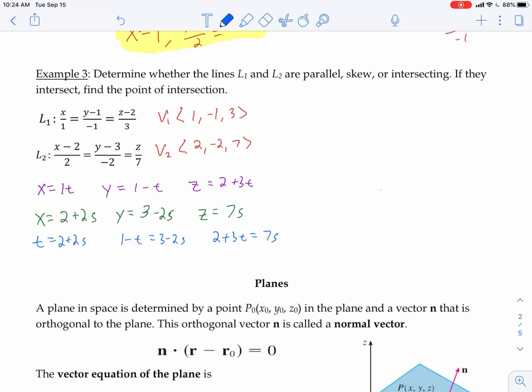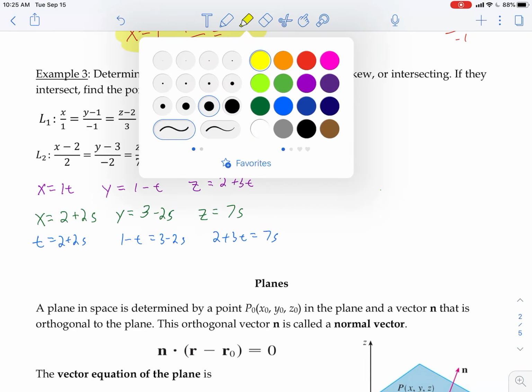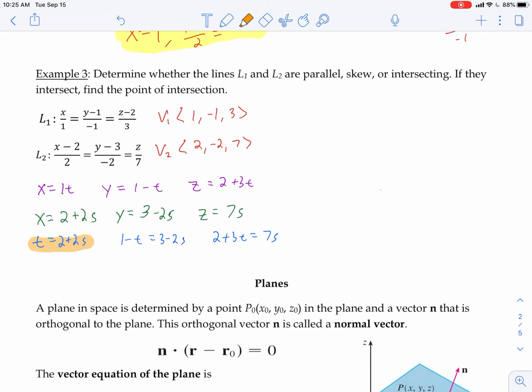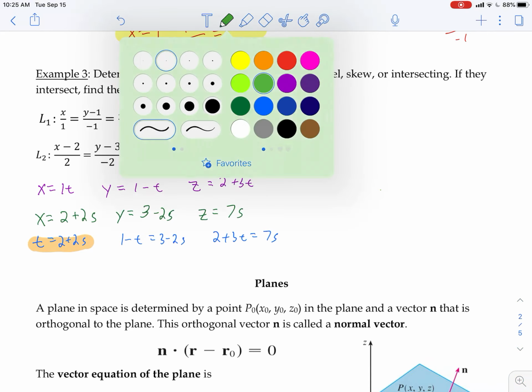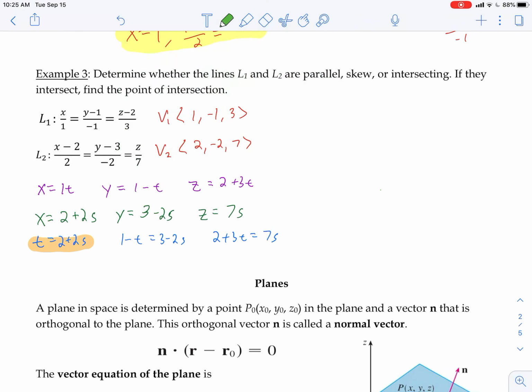And so, because I have three different lines, they could just be skewed where there's not an intersecting point for all three of these. And so what I'm going to do is I can solve this by elimination, graphing, or substitution. I'm going to go ahead and use substitution. And the reason why I'm using substitution is because I already have a value that's solved. And so what I'm going to do is set t equals 2 plus 2s into that equation, 1 minus t equals 3 minus 2s, but substituting in what t is. So I have 1 minus (2 plus 2s) is equal to 3 minus 2s. And now I'm going to solve for that.